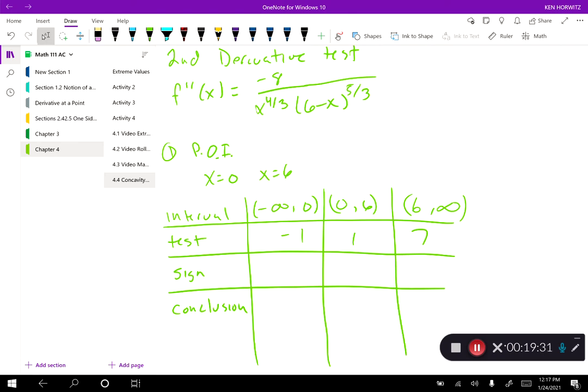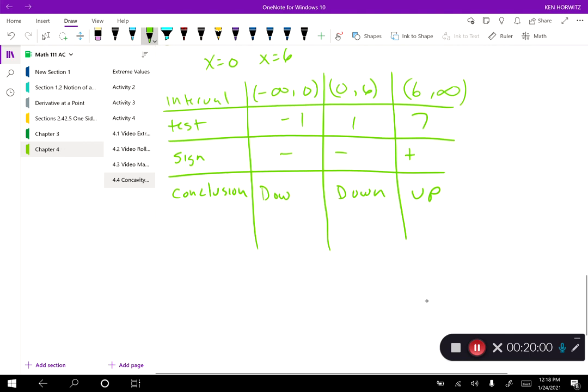All right, hopefully you paused the video and did the math. I got negative, negative, positive. Again, I don't care what the number is. I just care whether the number is negative or positive. So this is concave down, this is concave down, and this is concave up. All right, so again, concavity doesn't have to change, but these are the only possible points where it could change. All right, so 0 is not a possible point of inflection.